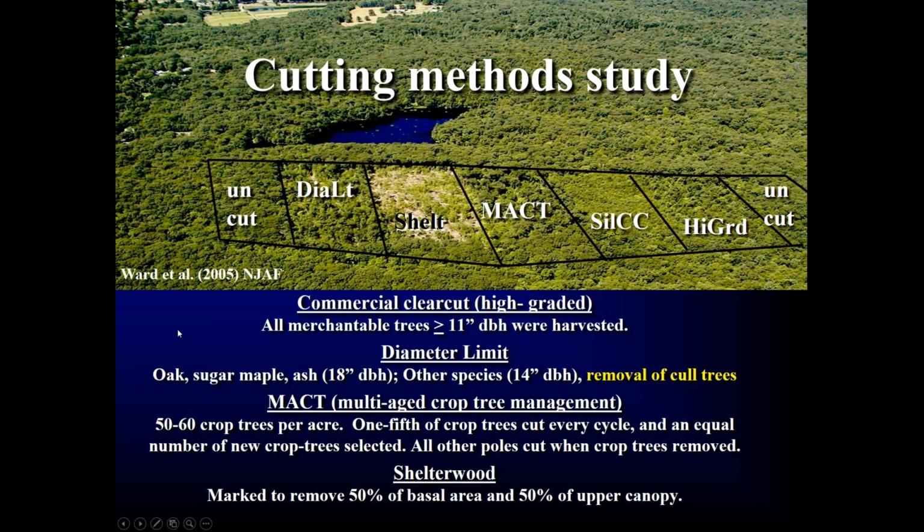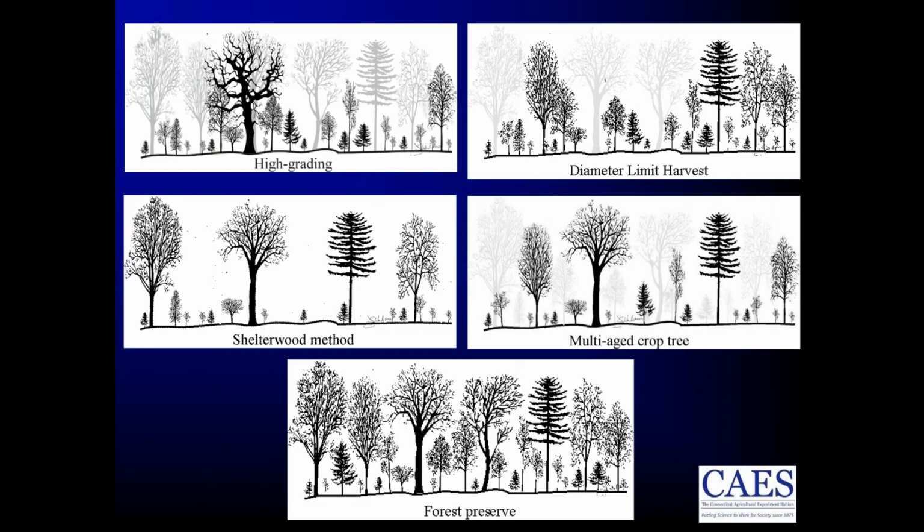And then we also had in a shelterwood, which in some ways is going to serve as our surrogate for putting in crop tree management. And the shelterwood removed half the basal area and half the upper canopy to let light come in. Just a little bit of a diagram here to show you what we're talking about, so I can get a drink of water.